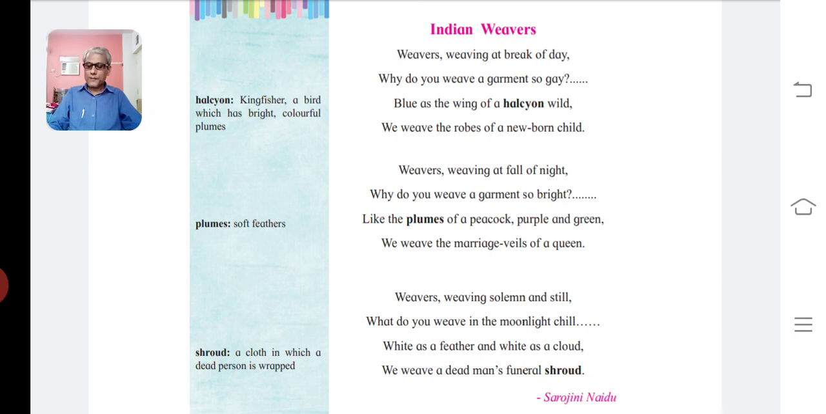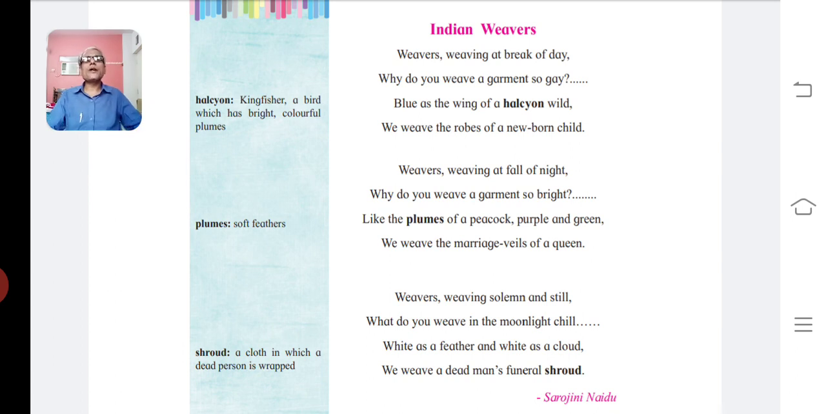In this poem, various images are used, and these images are: at break of day, a garment so gay, blue as the wings of halcyon wild, at fall of night, a garment so bright, like the plumes of a peacock, purple and green, the marriage veils of a queen, solemn and still, in the moonlight chill, etc. These are the various images used in this poem.